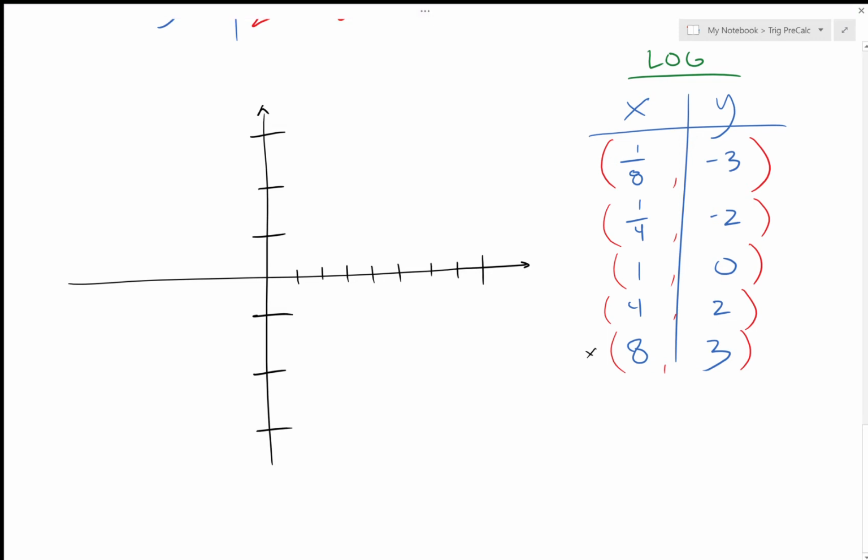Let's get some colors here. All right, so my first point is 1/8 by -3. So 1/8 out and -3 down. My next one is 1/4 and -2. 1, 0. 4. 1, 2, 3, 4 up and 2, or 4 over and 2 up, and 8 over 3 up. And you see it's very similar to what we did before, but now it's kind of laying on its side.